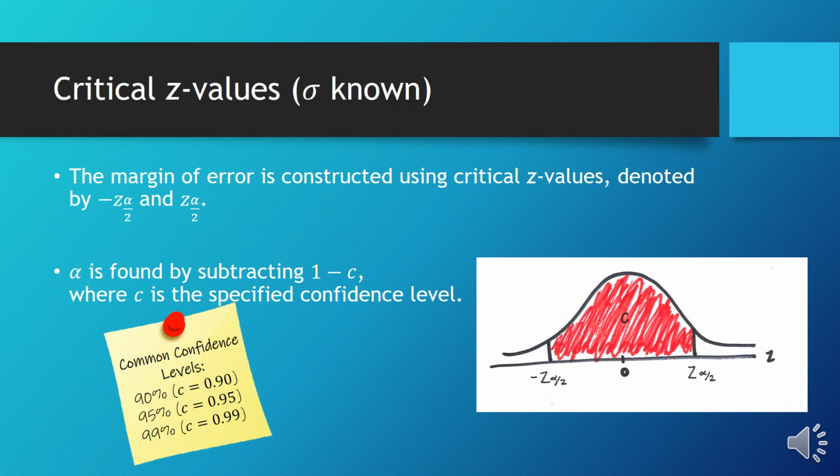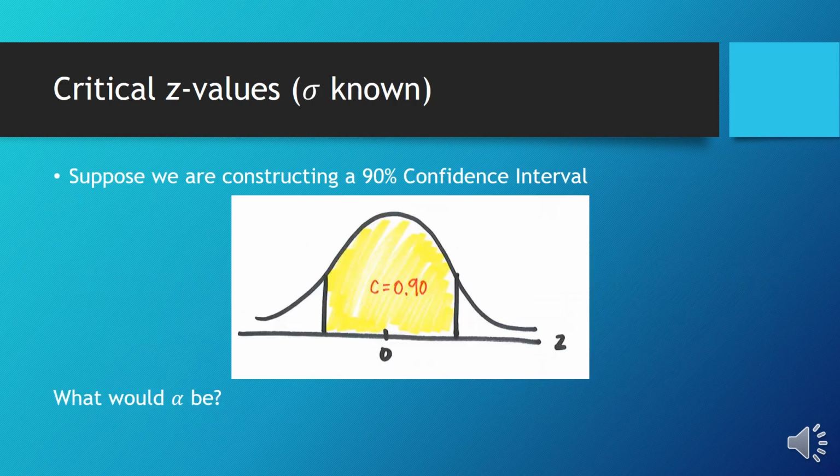Now let's talk about how we compute these. These are going to be actual numbers. And you already know how to compute these. We learned this back whenever we learned about normal probability distributions. So I'm just going to review with you how we compute these critical z values. It says, suppose that we are constructing a 90% confidence interval. So here you can see I've drawn a normal curve, and I've got the area under the curve labeled as C equals 0.90. That's because it's a 90% confidence interval.